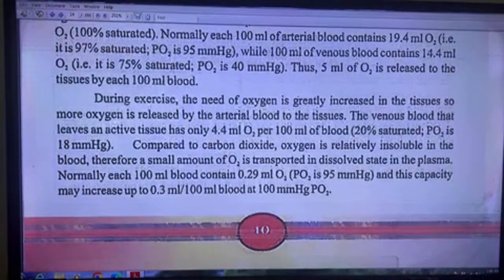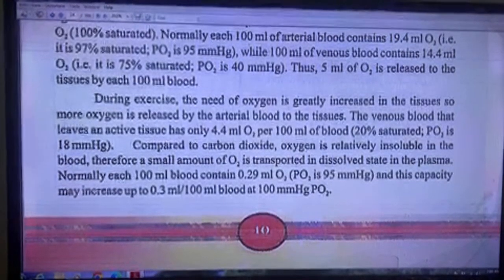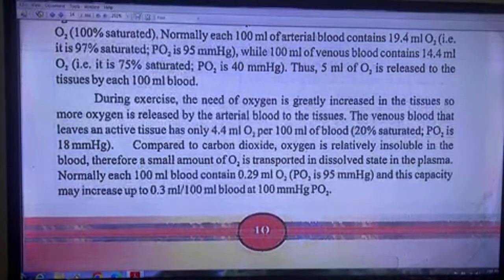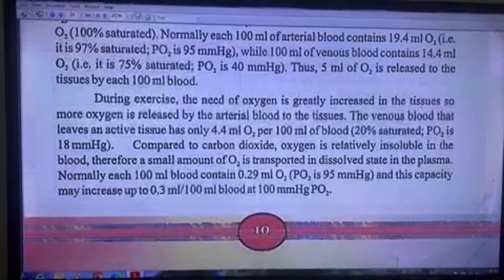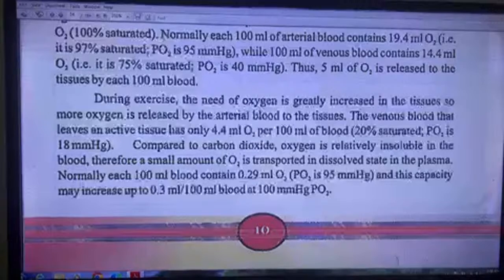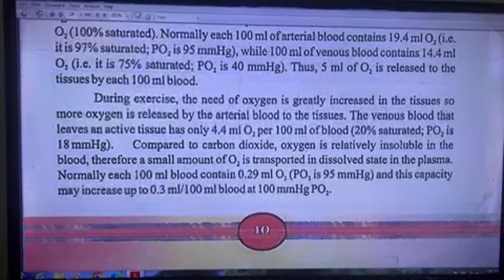During exercise, the need for oxygen is greatly increased in the tissues, so more oxygen is released by the arterial blood to the tissues. The venous blood that leaves an active tissue has only 4.4 milliliters of oxygen per 100 milliliters of blood. It is 20% saturated, and PO2 is 18 mmHg.